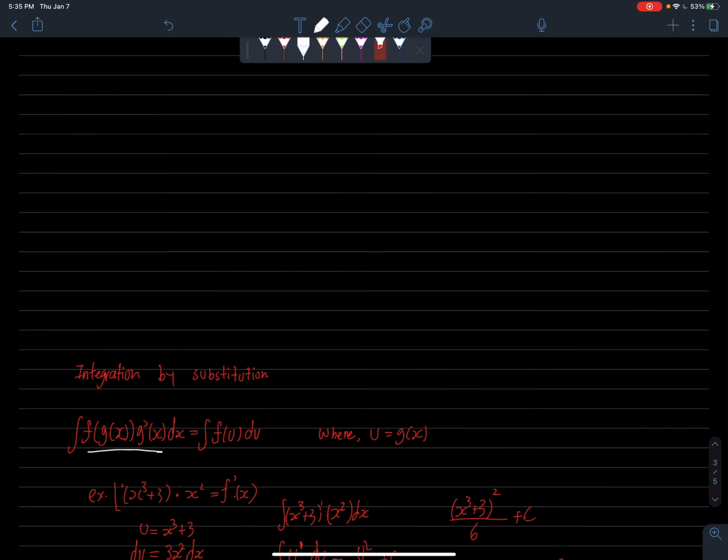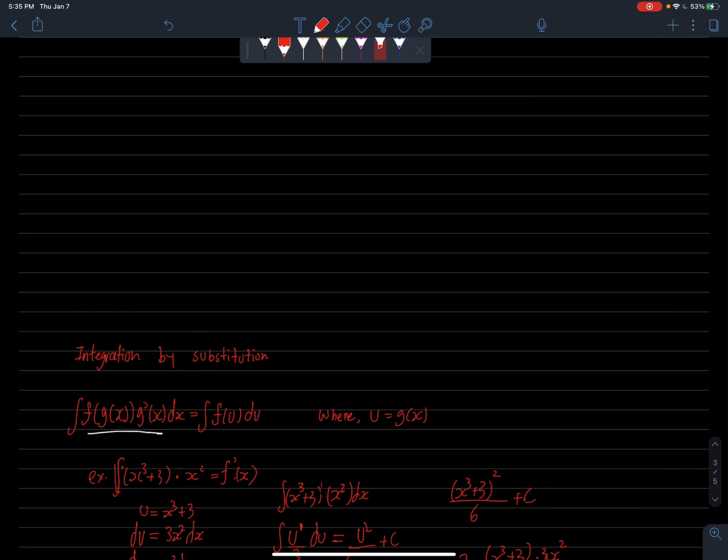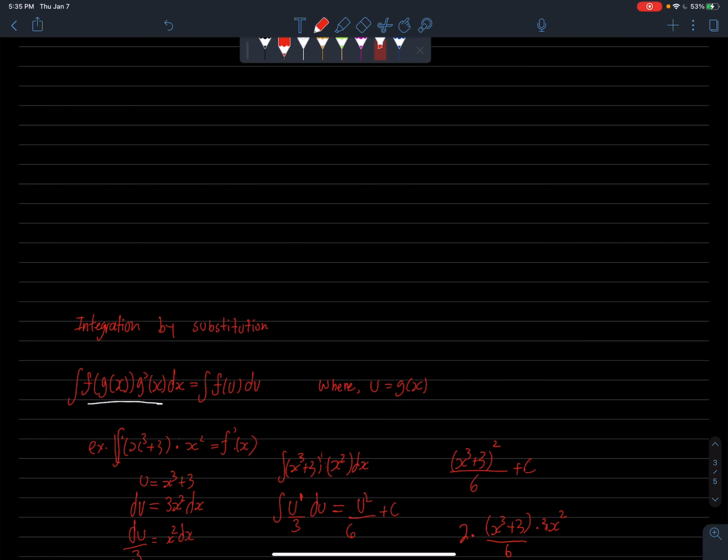So let me show you an example. Let's say you want to take the integral of x cubed plus 3 times x squared, right? Well, that's equal to your f prime of x per se, right? So you see how you have this here, but then you have the derivative of that over here, right? But it's d over dx of it, right? You have it there. So what you can do is you can set this term as u, right?